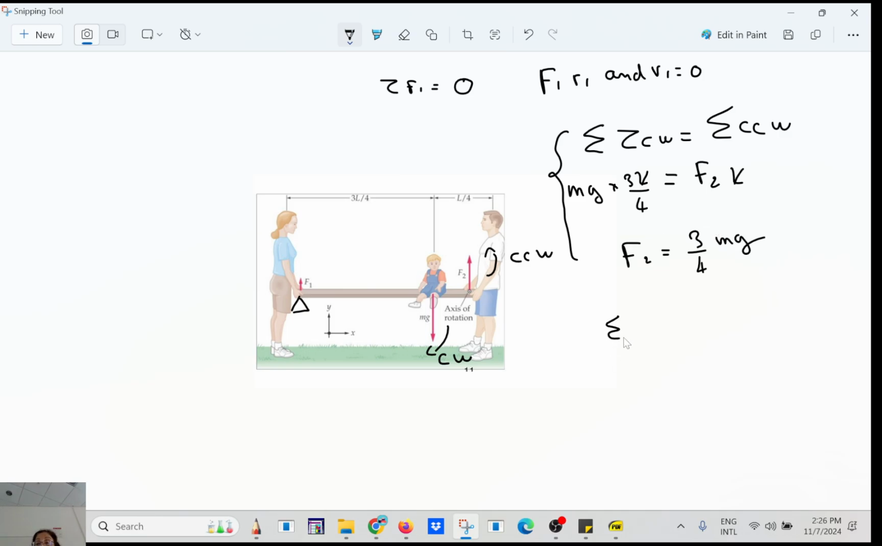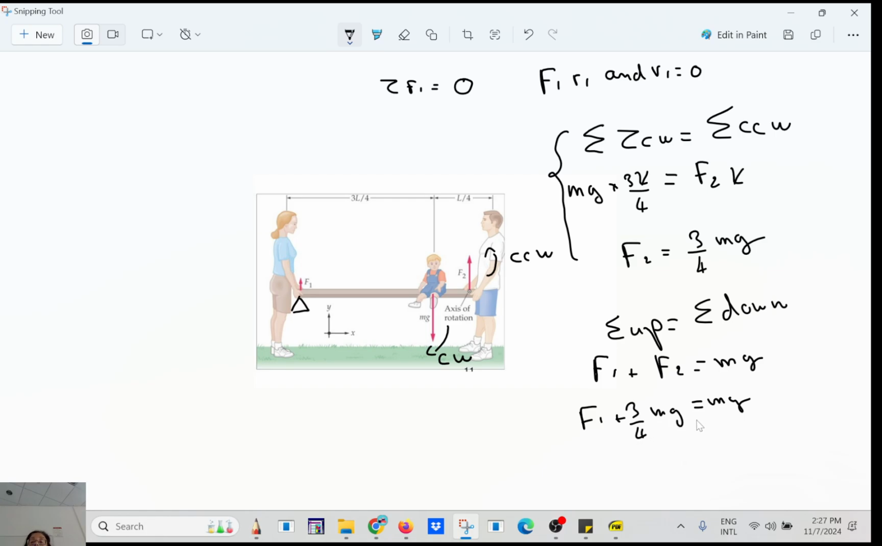Now I can also say everything up, so we review the last unit, equals everything down. So up, what do we have up? What is pushing up? Very good. F1 plus F2 equals mg. And you can even say F1 plus 3/4 mg equals mg. And 1 minus 3/4 is 1/4. Very good.